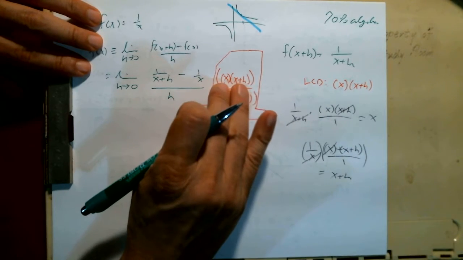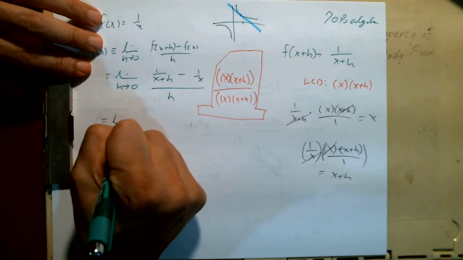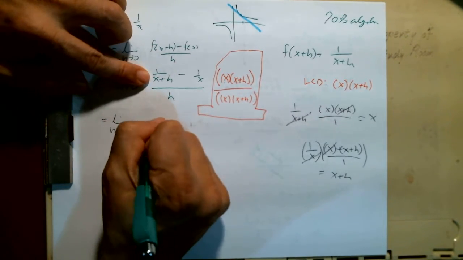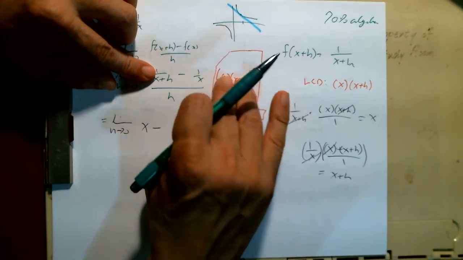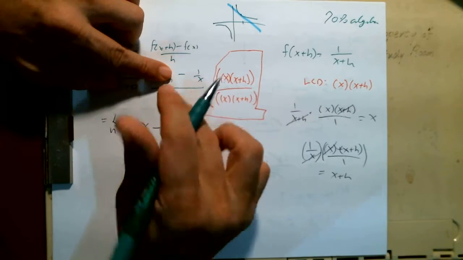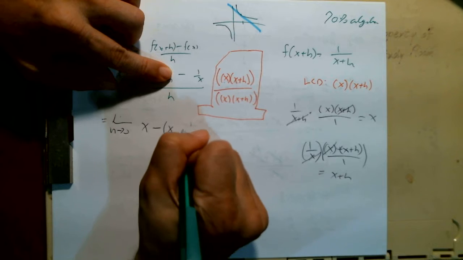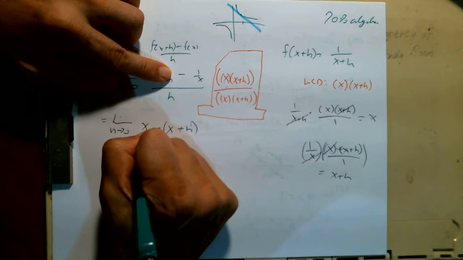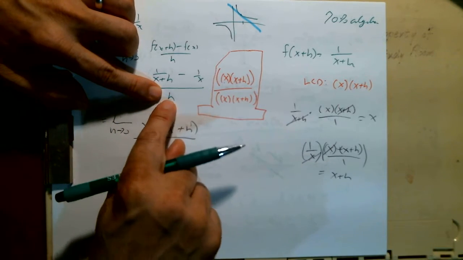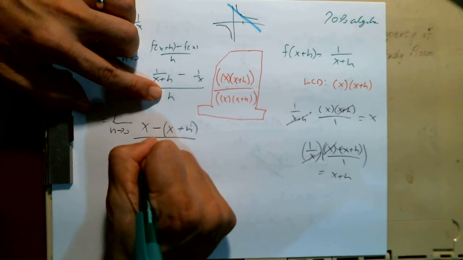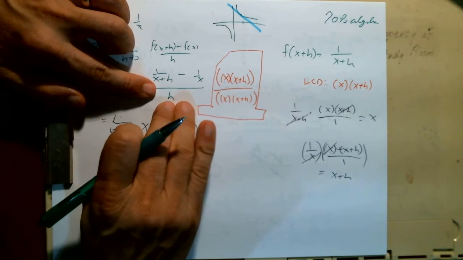So multiplying this by the first term, you end up with x minus, and then multiplying with the second term, you end up with x plus h. You have to put parentheses around that, x plus h. And then all over, I'm going to keep the denominator factored, so it's going to be h times x plus h. Just multiply straight with the h.